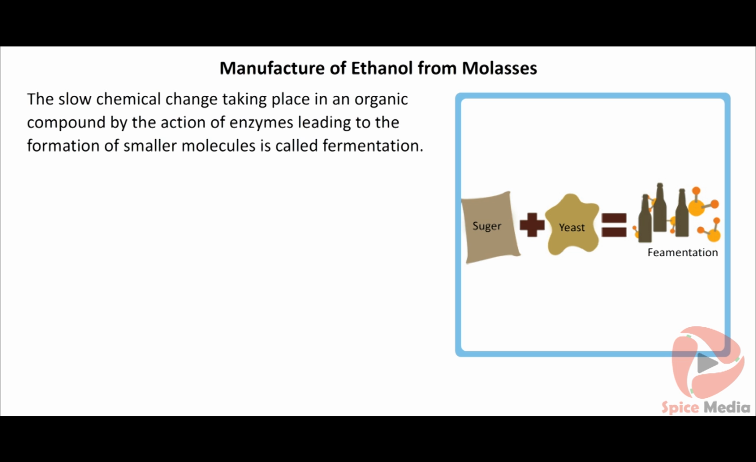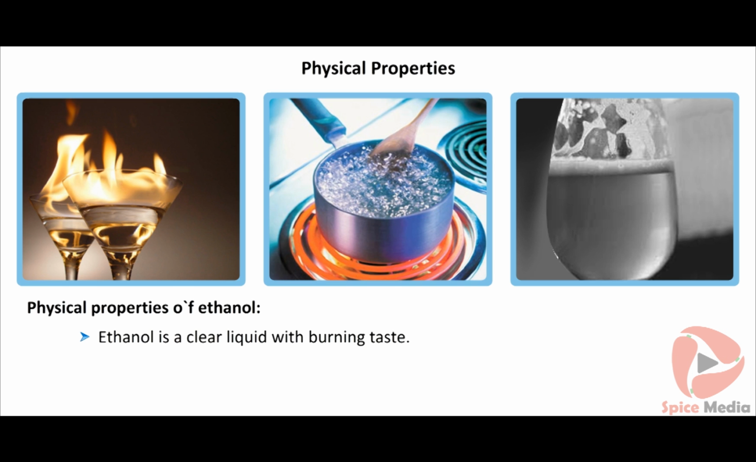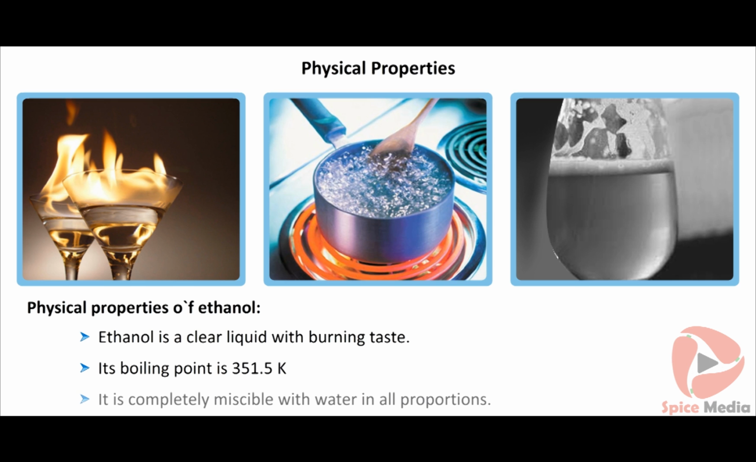The slow chemical change taking place in an organic compound by the action of enzymes leading to the formation of smaller molecules is called fermentation. Ethanol is a clear liquid with burning taste. Its boiling point is 351.5 K, which is higher than the corresponding alkane. It is completely miscible with water in all proportions.